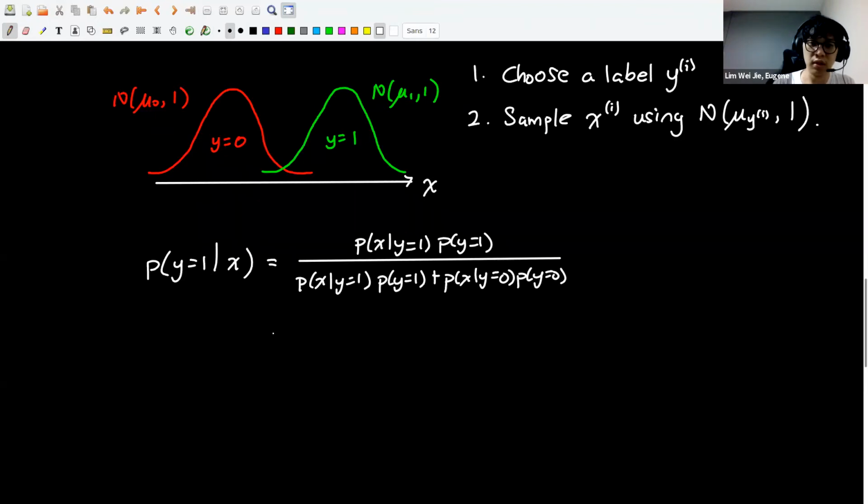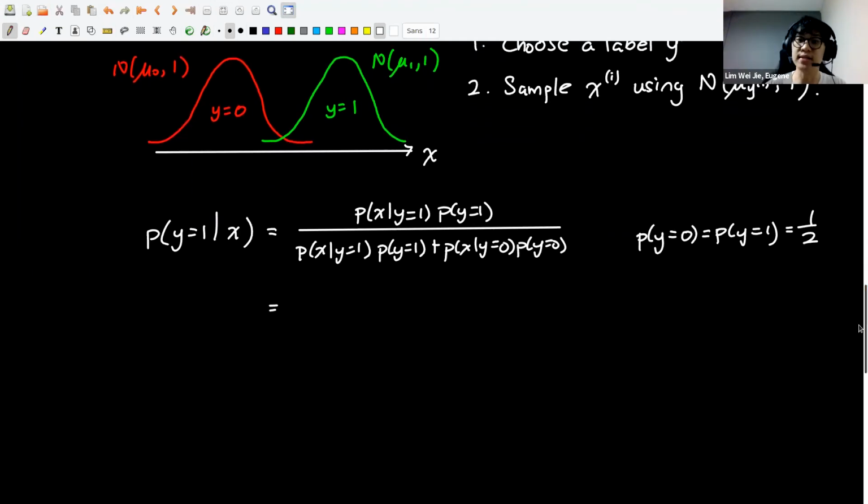I'm going to make another assumption here that p of y equals 0 is equal to p of y equals 1, which is equal to half. What this assumption is telling us is that if we sample a lot of data from the world, the positive data and the negative data have equal chance of being sampled. Again, this assumption is not required for the proof to work. I'm just doing it to simplify the proof. You can try it out without this assumption. It will still work out at the end.